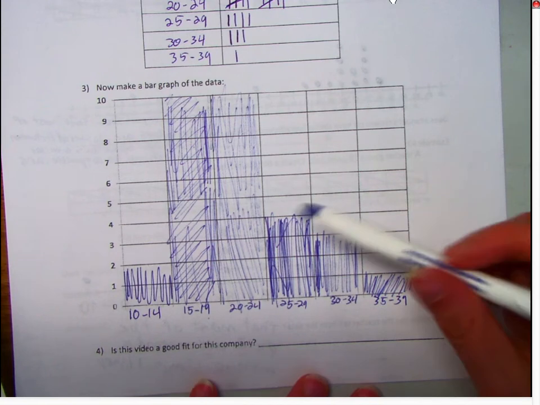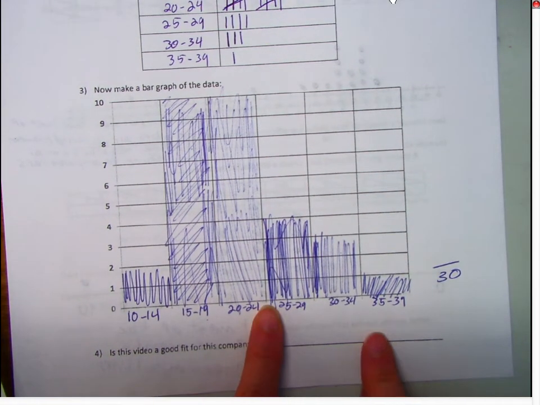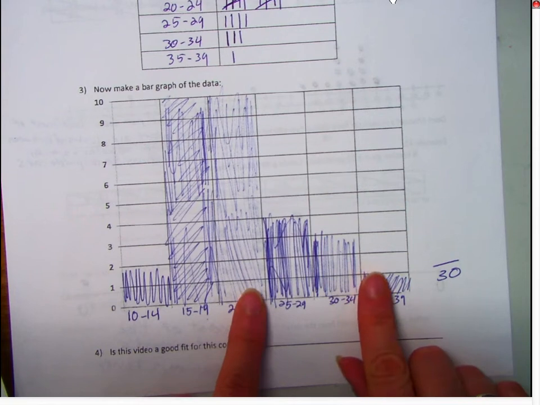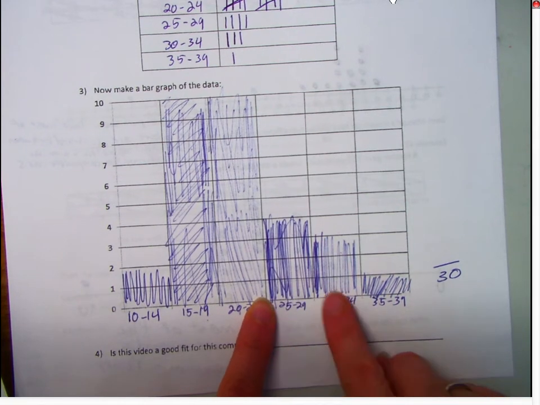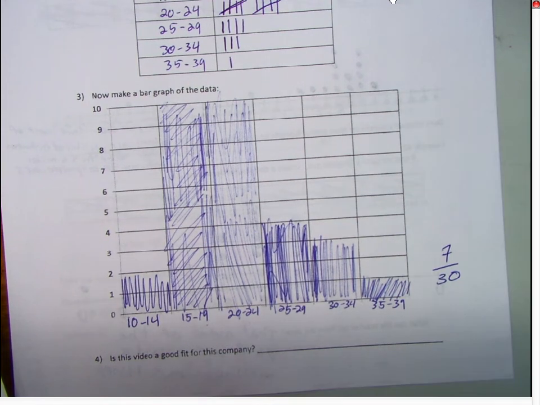Okay. How many of these are 25 to 34-year-olds? They're 4 and 3, which makes 7. So 7 out of 30 does not seem like a lot of people, right? So I would say no.